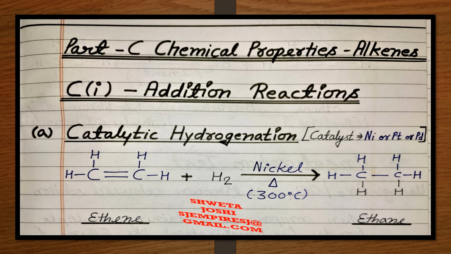Now first of all, covering the first variety of addition reaction, which is catalytic hydrogenation. In catalytic hydrogenation, a hydrogen molecule is added into the alkene in the presence of a catalyst at elevated temperature. Taking the example of ethene, it will be reacted with one molecule of hydrogen in the presence of either nickel, platinum or palladium catalyst at elevated temperature.